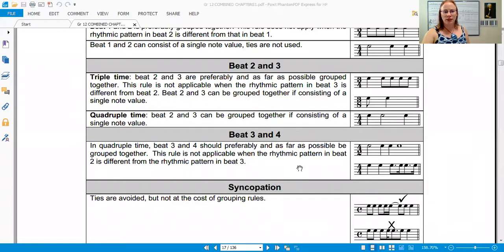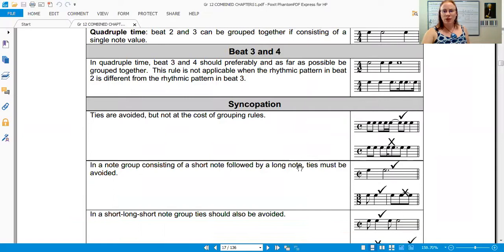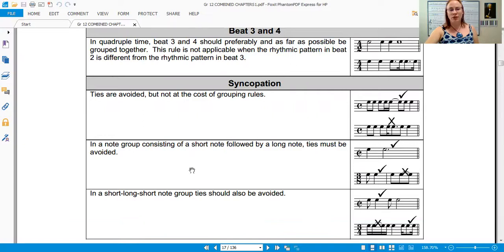Let's just quickly look at syncopation. When it gets to syncopation, you need to teach your learners that you have to avoid your ties, but not at the cost of your grouping rules, okay? And this is also a very good general rule: if you have a note group that consists of a short and then a long note, you also avoid ties. So in this case, you would not split this dotted minim up into tied crotchets.